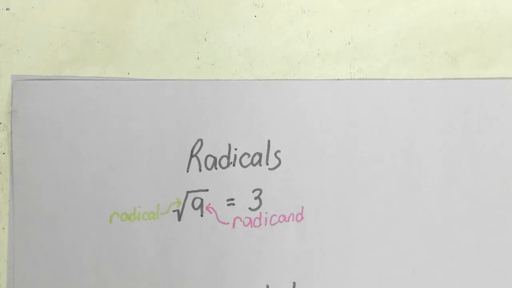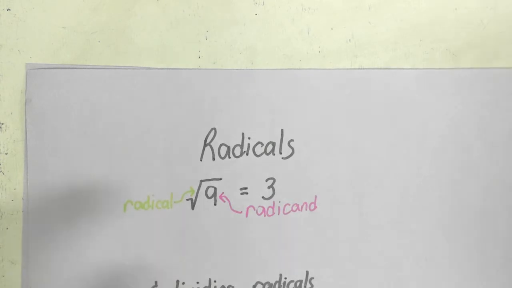Today we will be learning radicals. More specifically, there's 4 things I want to cover here: multiplying radicals, dividing radicals, simplifying radicals, and what we call rationalizing the denominator. So let's start with a few vocab terms here.